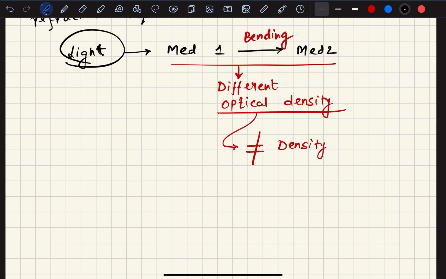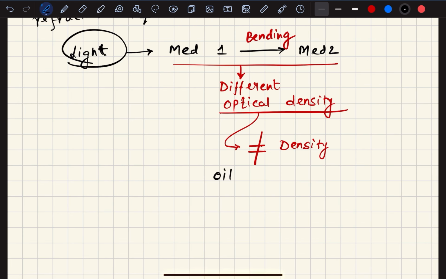Like for example, the density of oil is less than the density of water. We all know that. But optical density of oil is more than optical density of water. Okay, so how is this optical density defined?